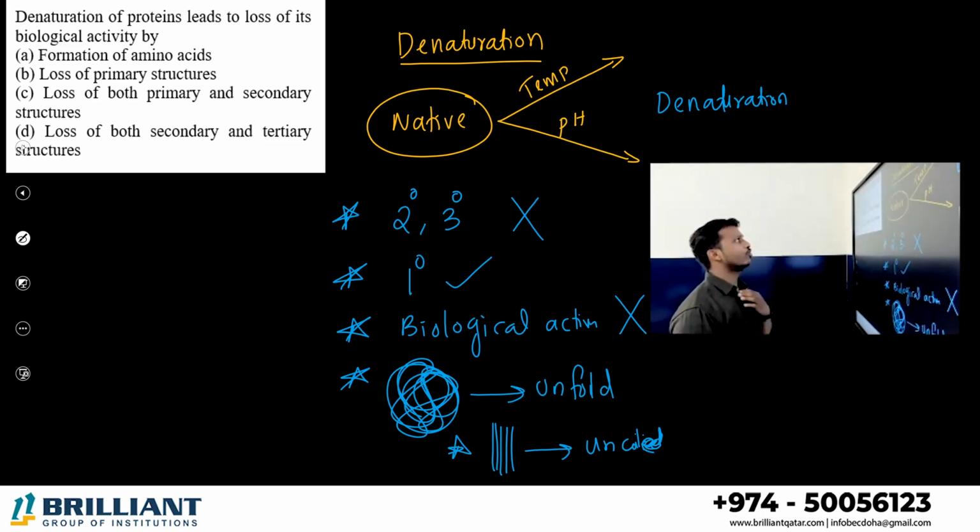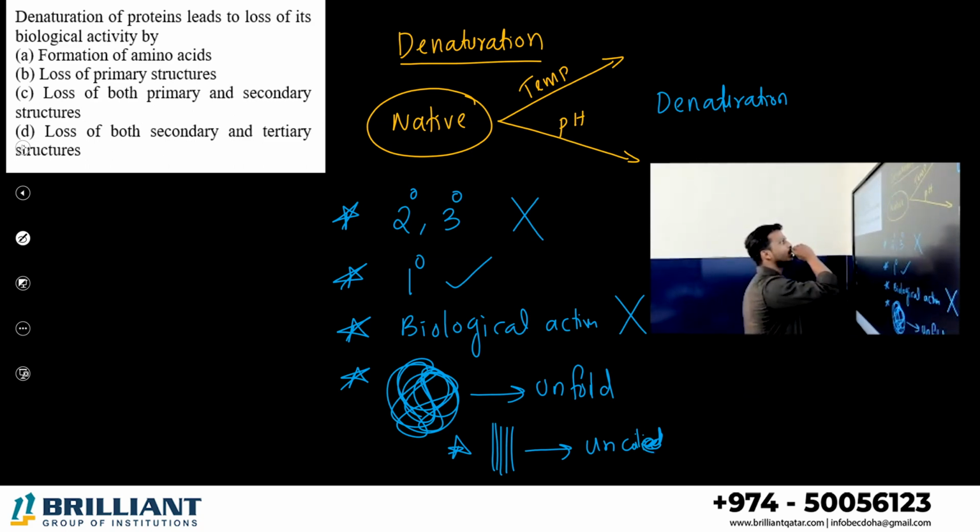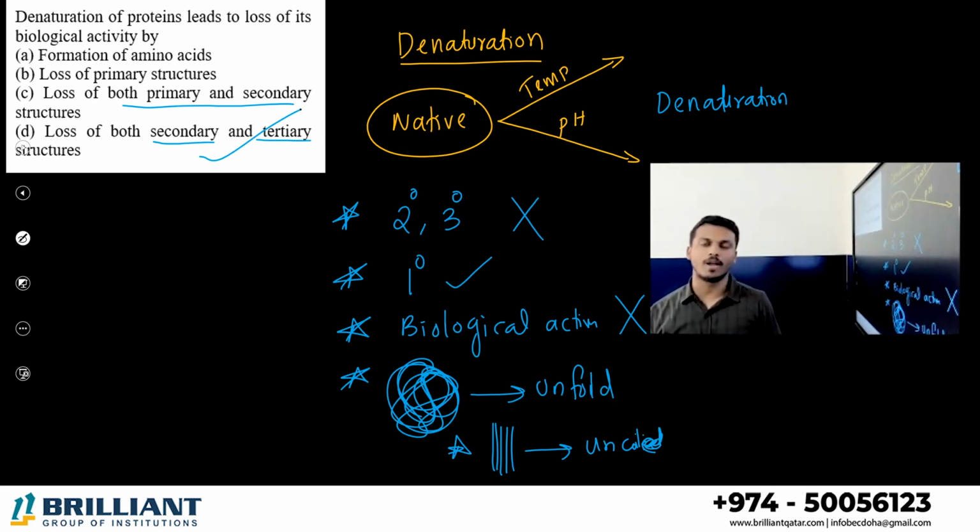So denaturation of protein leads to loss of its biological activity by the loss of both secondary and tertiary structure. It loses biological activity because secondary and tertiary structure are completely disturbed.